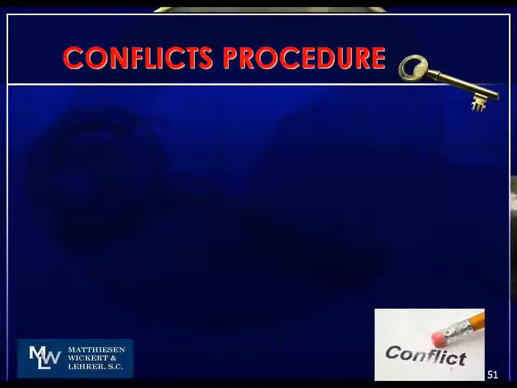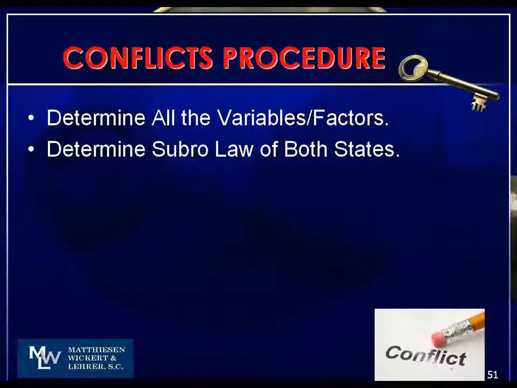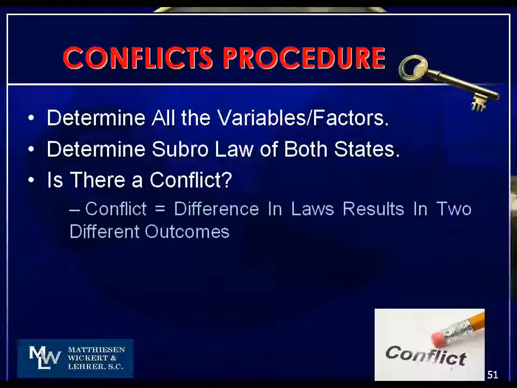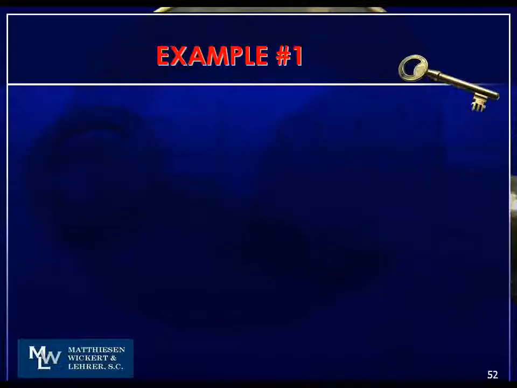So the procedure is: determine all of the variables that we discussed, determine the subrogation law of both states. This is where your education and these webinars come in handy, and the book. Determine if there is a conflict. If there is a conflict, that means there's a difference in law resulting in two different outcomes. And if you have such a conflict, then you apply the conflict rule of the forum state.